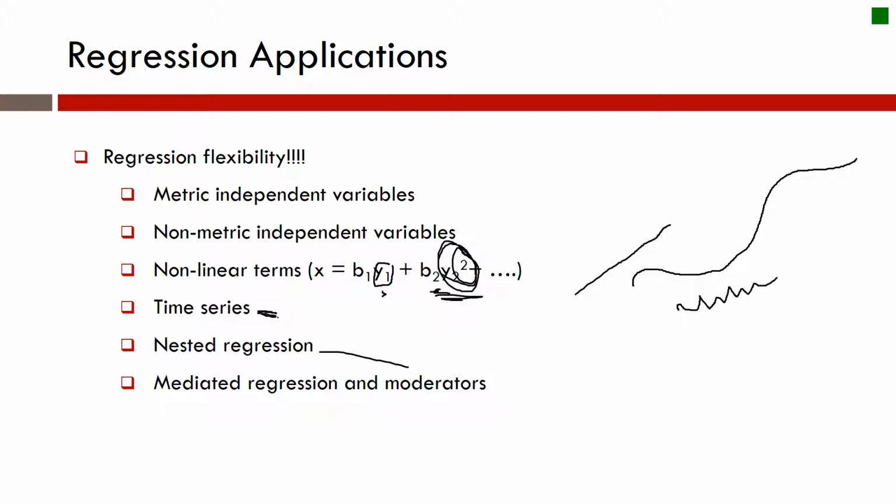We can do nested regressions, no question about that. So we can have a regression within a regression within a regression to form our variates. And we can also do things called mediation and moderation. In particular, moderation, we'll talk about that later at another time.